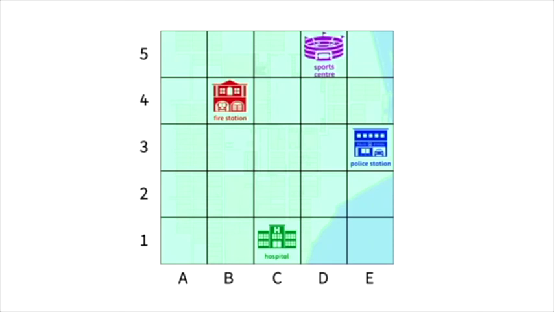Look how we find the sports centre on the map. It's in square D5.